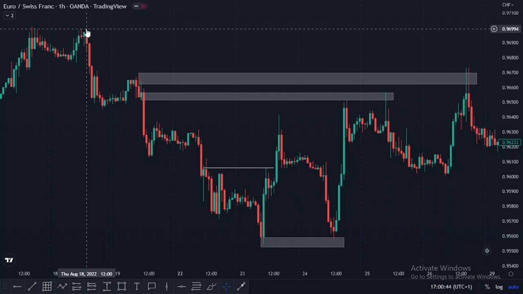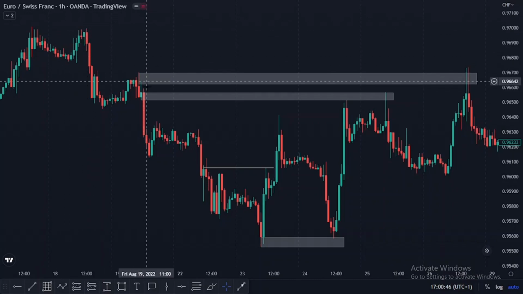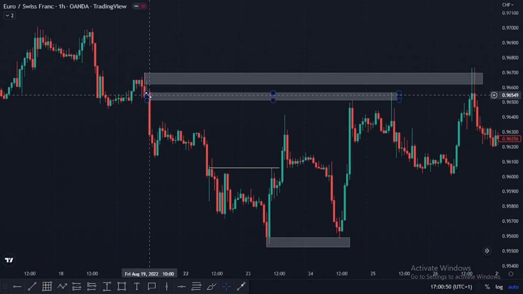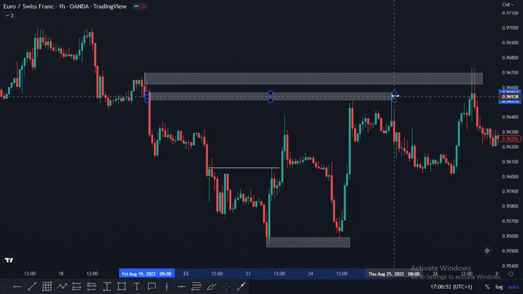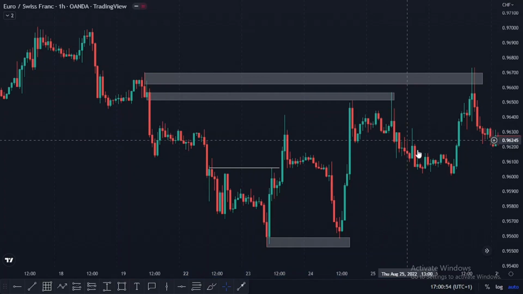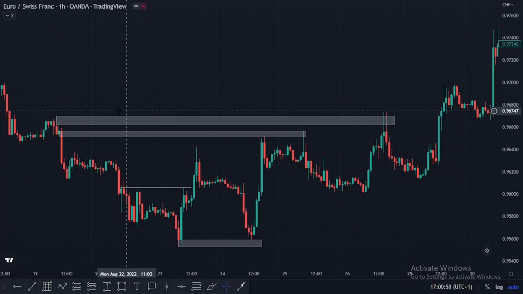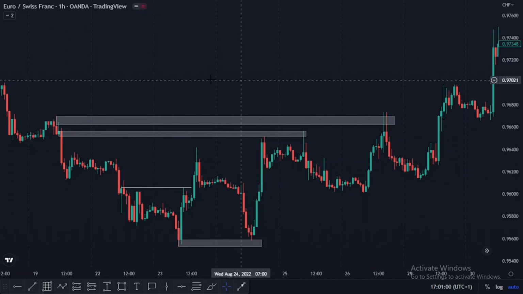You understand? But when do I always use the wicks? I'll also go to that now. Now look at this supply zone over here. What happened? Nice reaction, sold off. Then look at the second one too. Nice reaction, sold off. Okay, so either the body or the wick, it's fine.